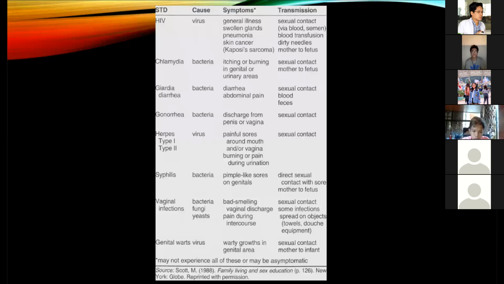Next, we have genital warts. This is viral in nature. Warty growths in the genital area. Warts, I'll put it in Bisaya, Congo. Sexual contact and mother to infant. Now, some of these are asymptomatic. Some of these are highly observable.